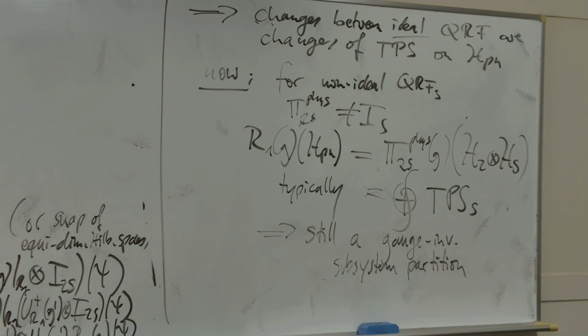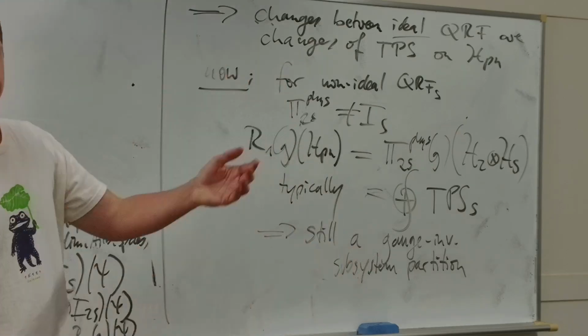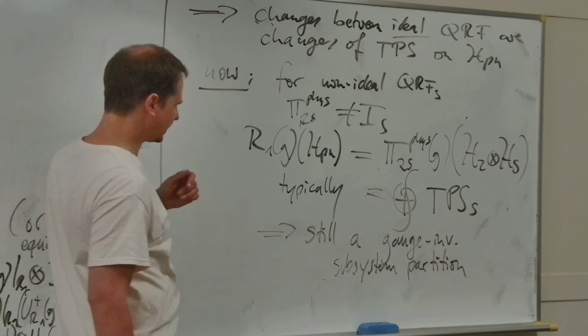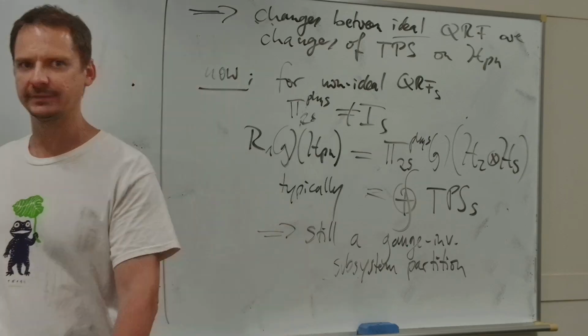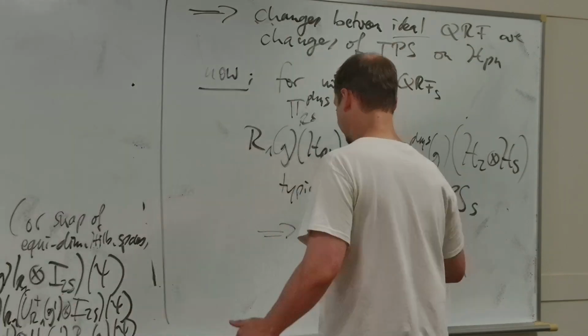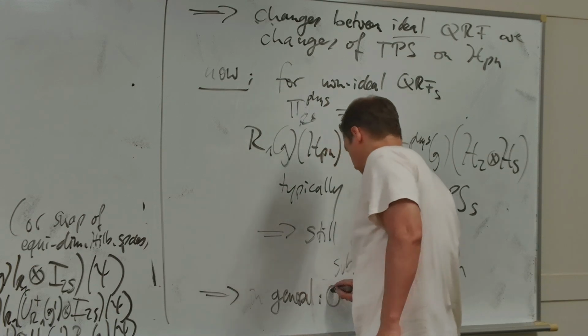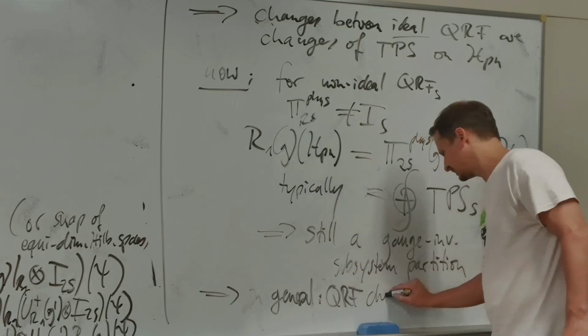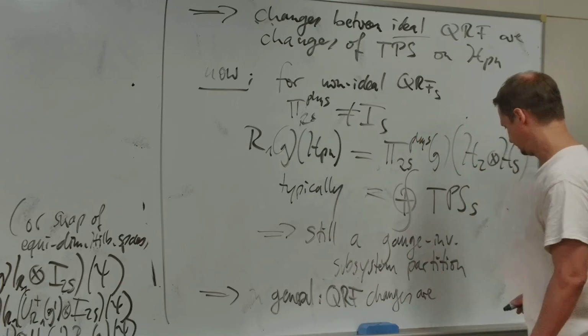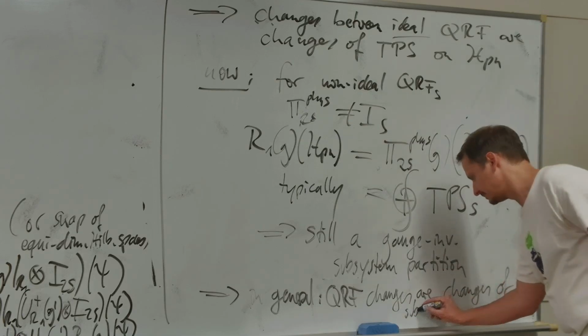It's just a more general one. In simple cases, if you do this for finite groups or compact groups, then you will have a direct sum of tensor products. When the group is non-compact, then typically you'll have a direct integral, so it gets a little bit more complicated. Okay. So in general, you can still think of QRF changes as changes of subsystem partitions.